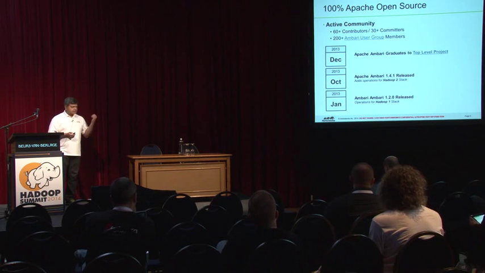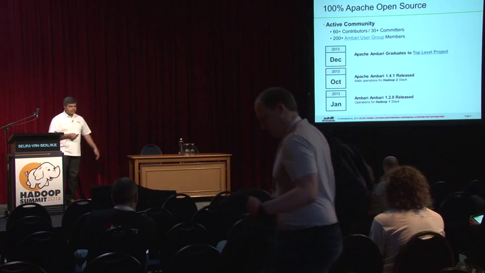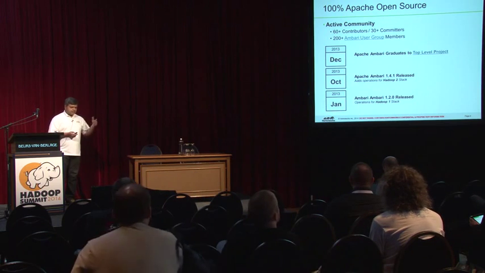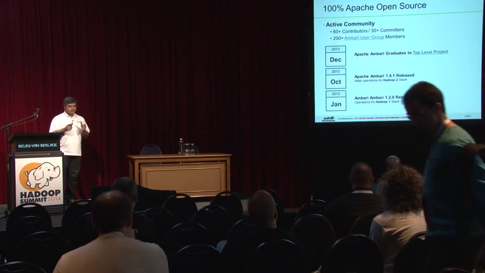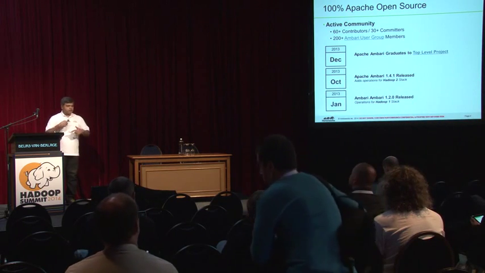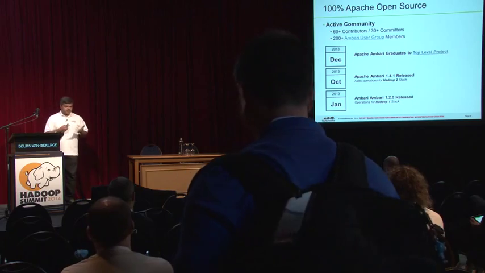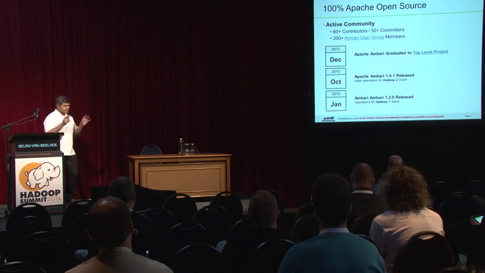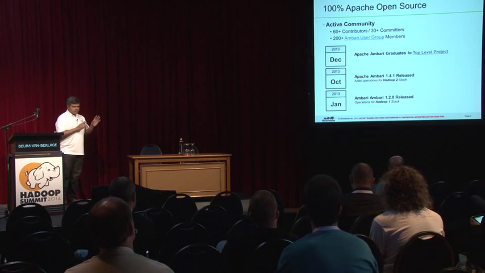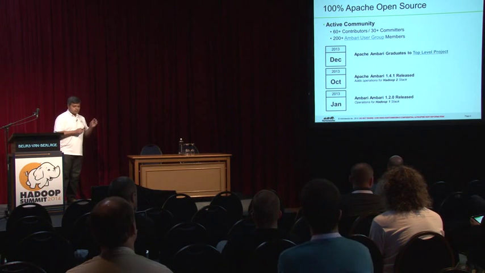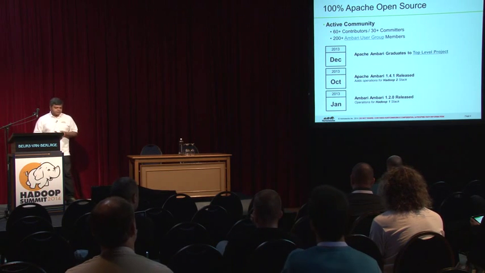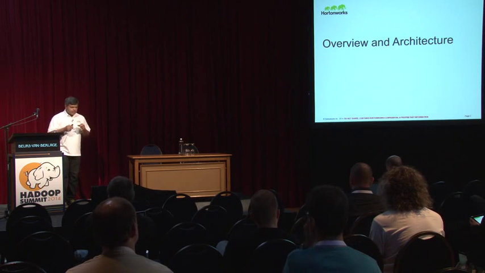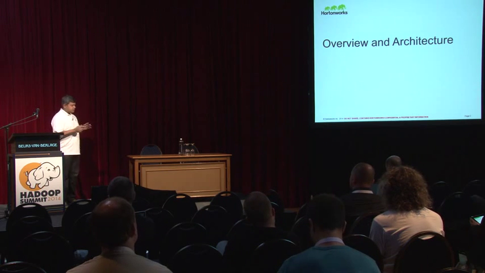Last December, this project went TLP, and these are a couple of the releases that we had before that. As far as Apache Ambari goes, we have managed to release pretty often. Essentially, any feature that gets added, we try as hard as possible to release within a month or two at most. So let me dive a little bit into the architecture.